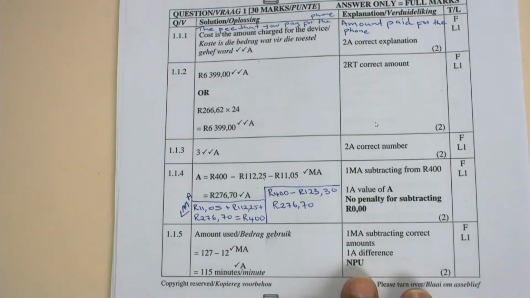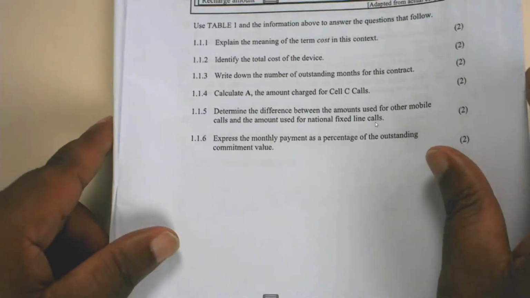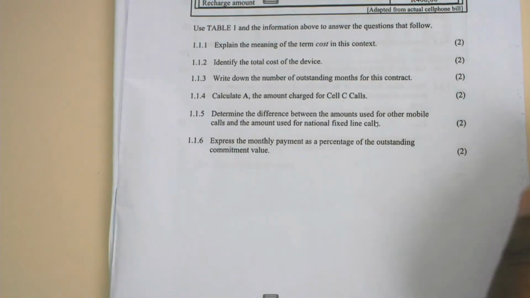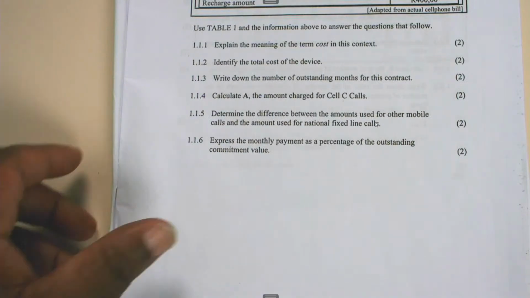Moving on to question 1.1.5. Let's look at question 1.1.5. It says determine the difference between the amount used, that is very important, the amount used for other mobile calls and the amount used for national fixed line calls. Please, colleagues, determine the difference between the amounts used for other mobile calls and national fixed line calls. Let's check the answer to that.